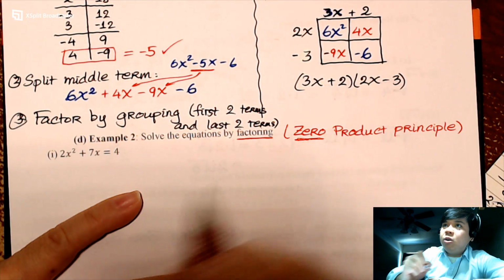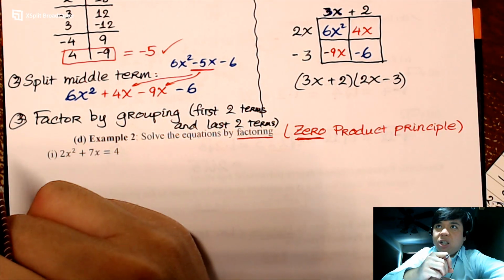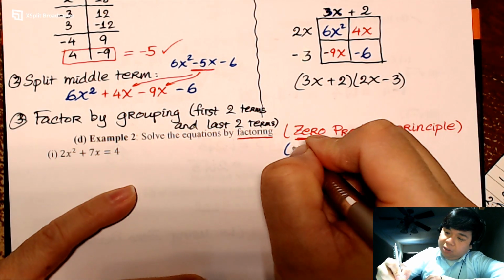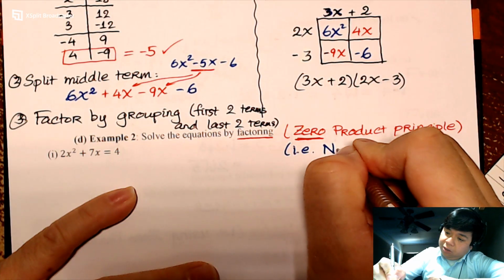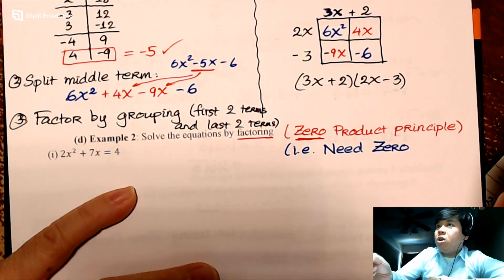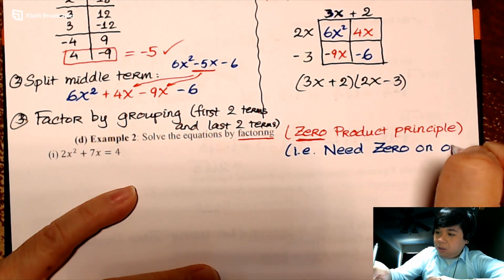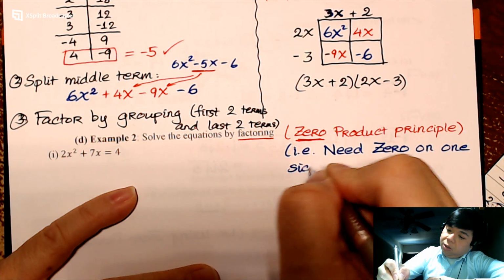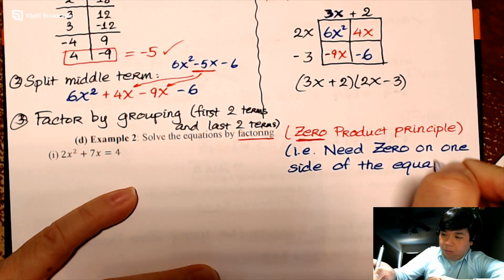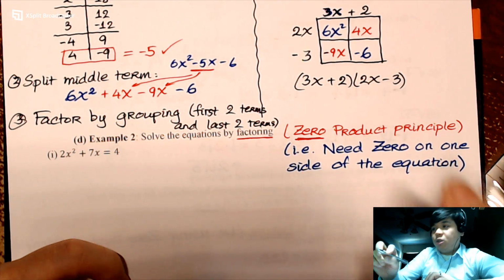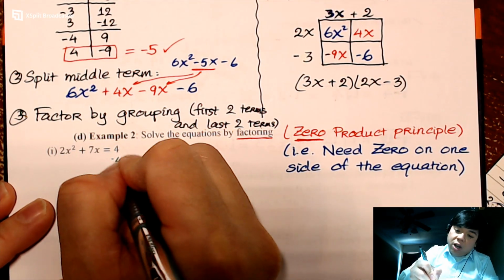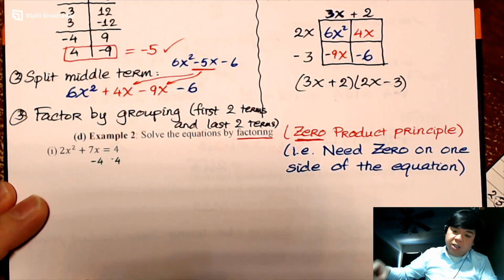Meaning we have to have 0. That means we need 0 on one side of the equation, because if it's not 0, we cannot use that principle. So we don't have 0 here. The first thing I'll do is subtract 4 on both sides, and then I will have that 0.